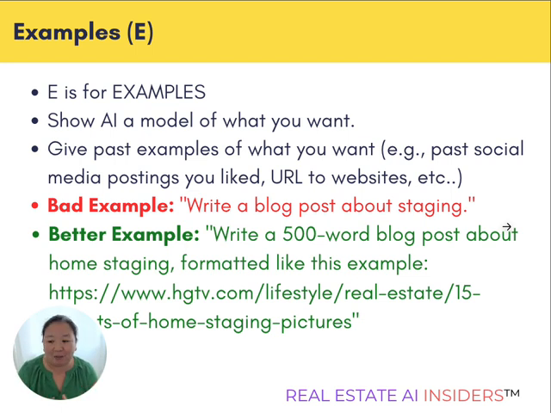And so a bad example is just: write a blog post about staging, right? You're not giving it anything. It doesn't know the length. It doesn't know what kind of format you want, anything like that. But a better example would be to say: write a 500-word blog post about home staging and format it like this example. And then you can give the URL of another blog post that you saw. And so by giving it examples of what my ideal end output looks like, ChatGPT will be able to better understand and output what you're looking for.